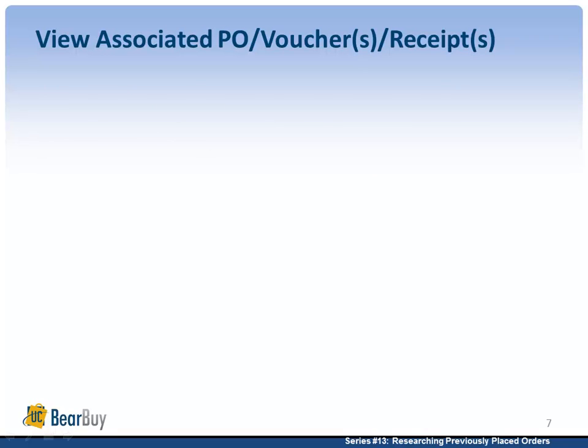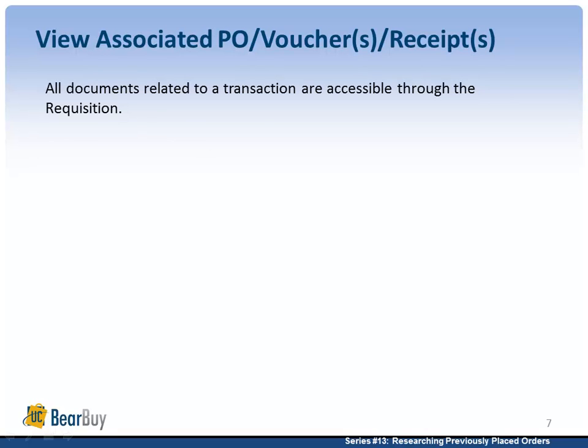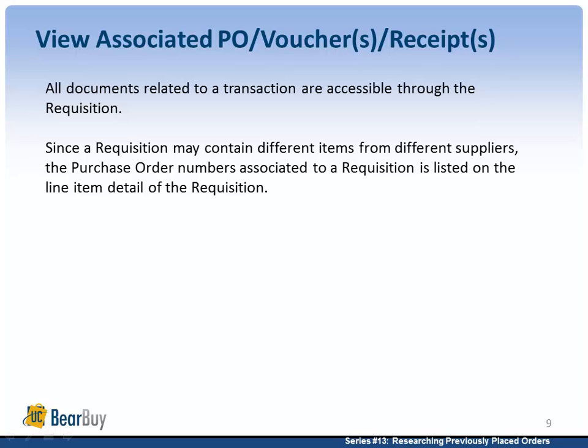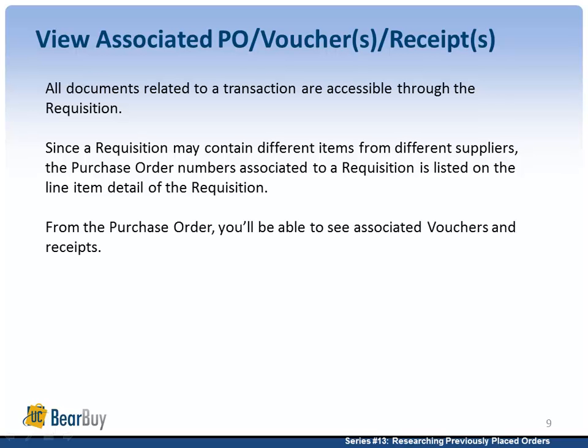All documents related to a transaction are accessible through the requisition. Since a requisition may contain different items from different suppliers, the purchase order numbers associated to a requisition are listed on the line item detail of the requisition. From the purchase order, you'll be able to see associated vouchers and receipts. So now let's go ahead and demo this.